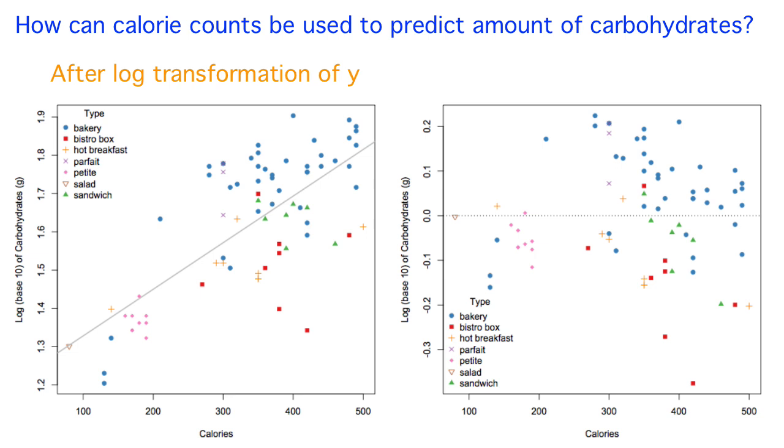We can see that almost all of the bistro boxes have negative residuals, so the regression model overpredicts the amount of carbohydrates in these items relative to the calories. On the other hand, most of the bakery items have the opposite problem. Their residuals are mostly positive, so the regression model for them is underpredicting the amount of carbohydrates from the number of calories. A model that takes the type of food item into account would be a better model.